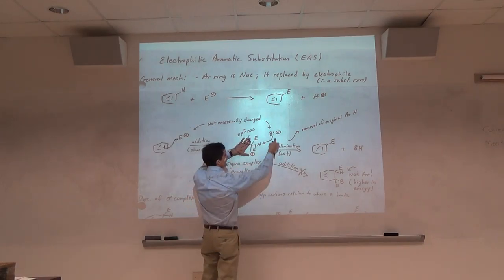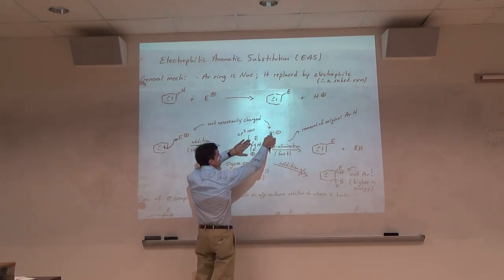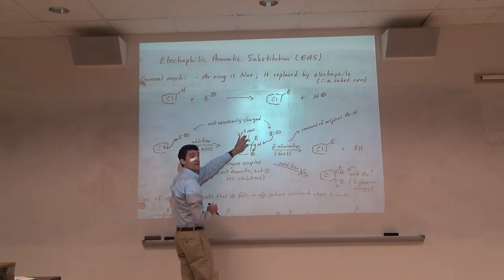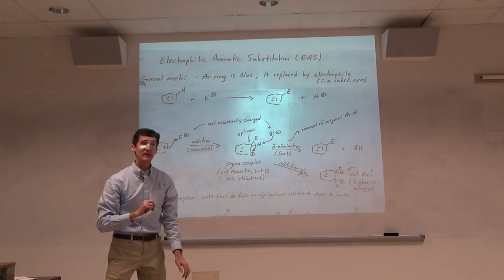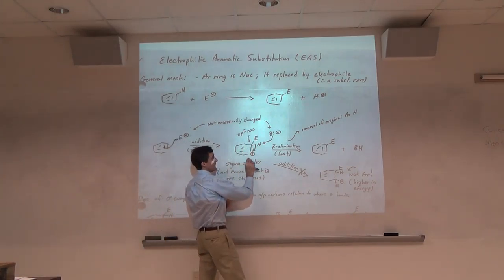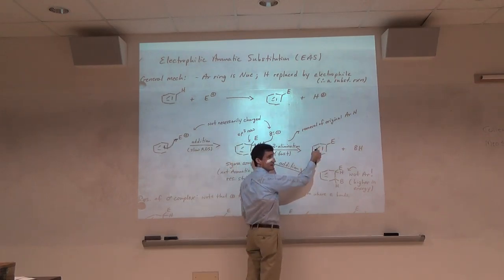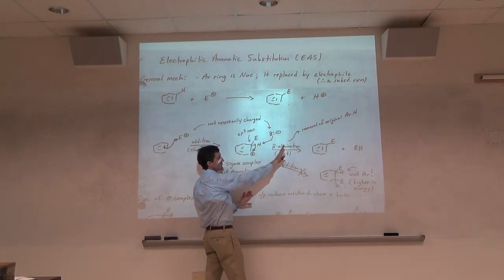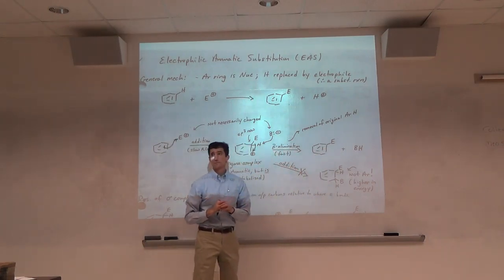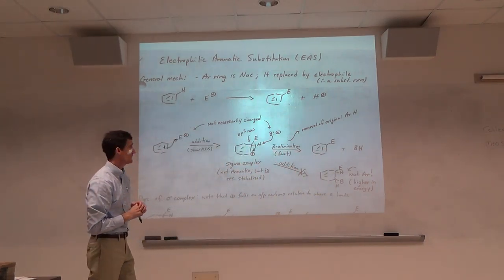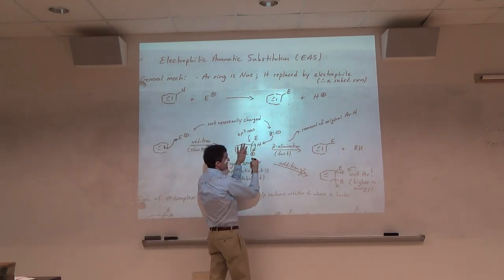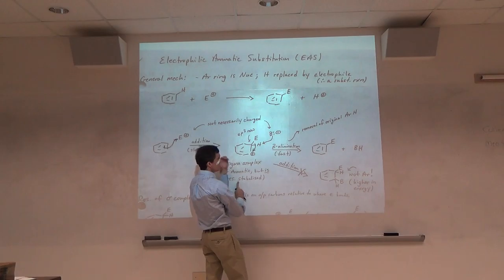Alternative pathway is for the base to take an H and these electrons move in here and put the pi bond back in. Sort of like the second step of an E1 elimination. If it does that, we restore the aromaticity. The H is removed, the new group is there, and there's our product. This is called an addition. Here this is called a beta elimination. This is the rate-determining step. This is fast.